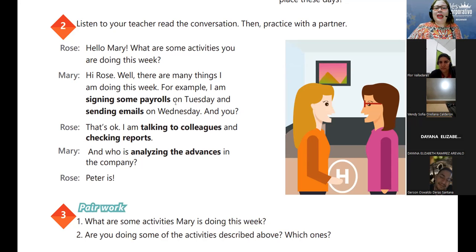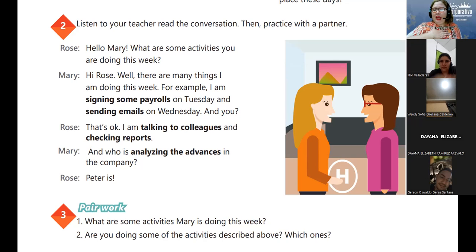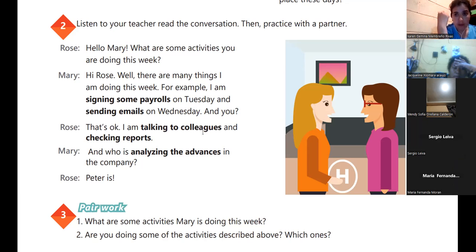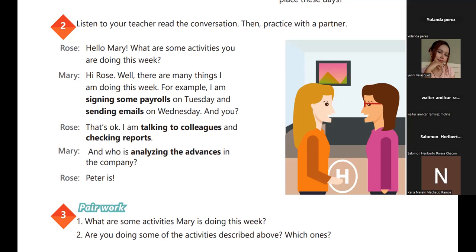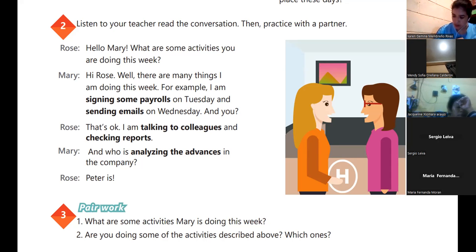Great. Is anybody sending emails this week or next week? I am sending emails every day. All right. That's nice. So similar, right? Are you talking to colleagues? Are you checking reports? Are you analyzing the advances or any kind of data that is related with the reports? No? I am checking reports. All right. Great. So you analyze the advances in the reports, I think, right? Yeah. Okay, people, that's nice.